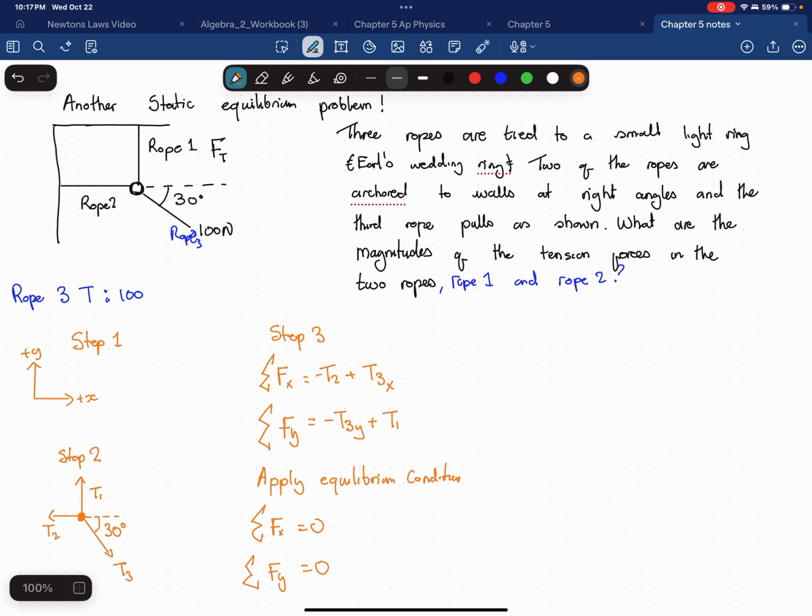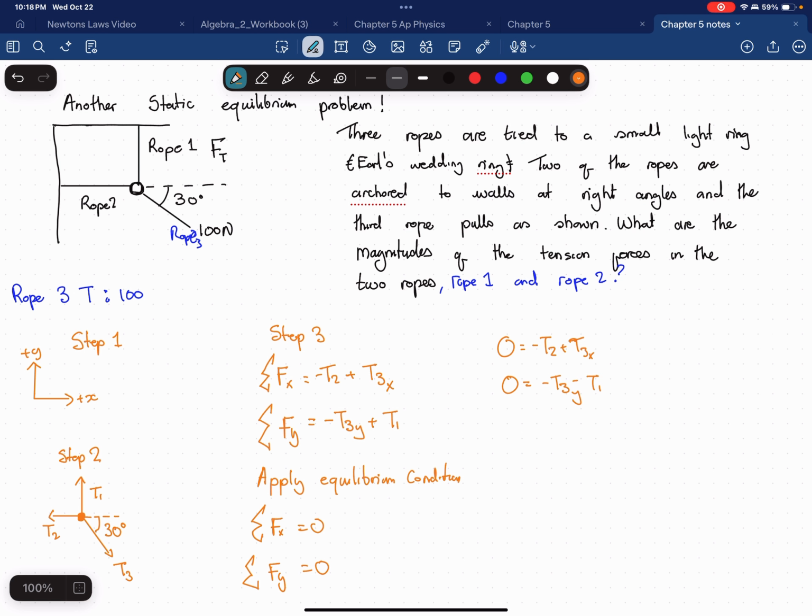So now, what do our equations look like? Zero is going to be equal to minus T2 plus T3x. And then 0 is going to be equal to minus T3y plus T1.